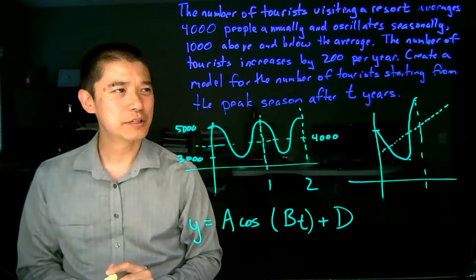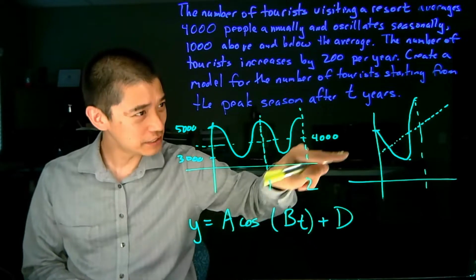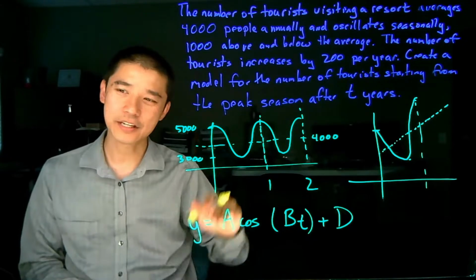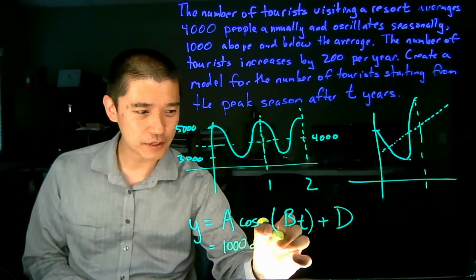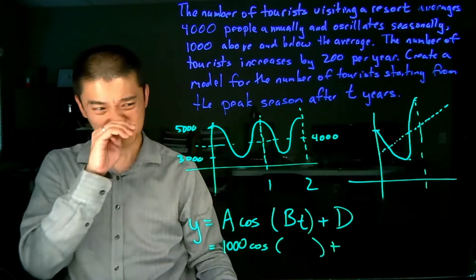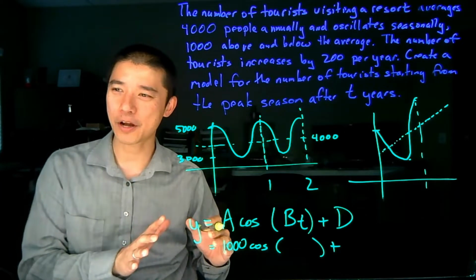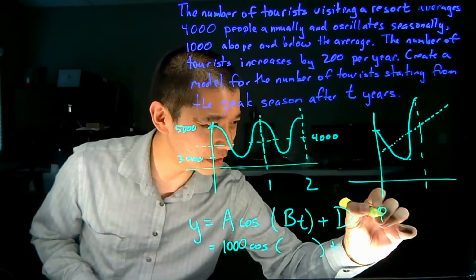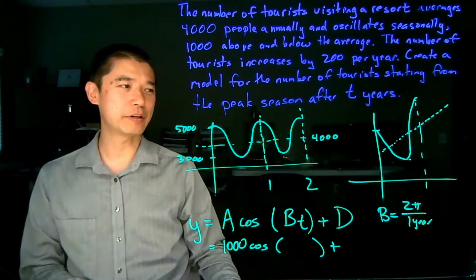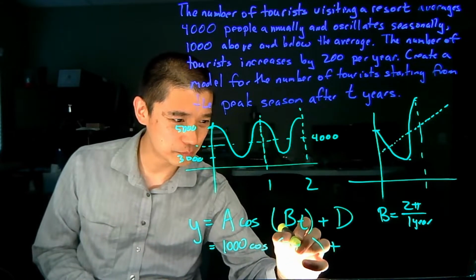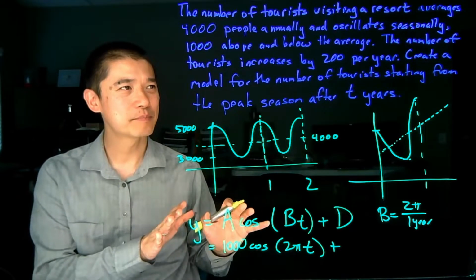The amplitude in this problem, the amount that we're going above and below the average, even in this situation, is going to be 1,000. So this is going to be 1,000 cosine of bt plus d. Okay, well, what is b? Well, remember that b is the value that corresponds to the period. The period is going to be 1 year, and b is 2 pi over the period, so b is 2 pi over 1, so 2 pi t.